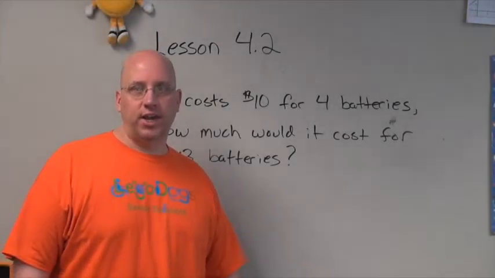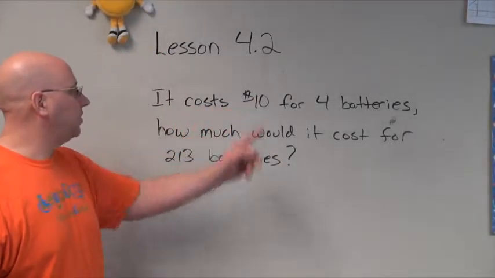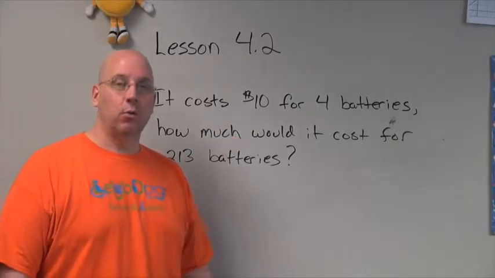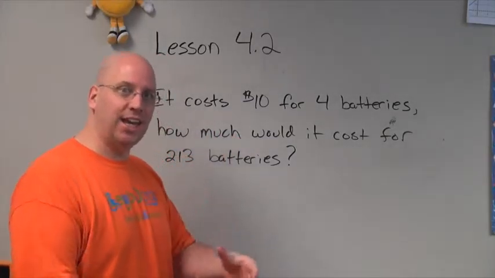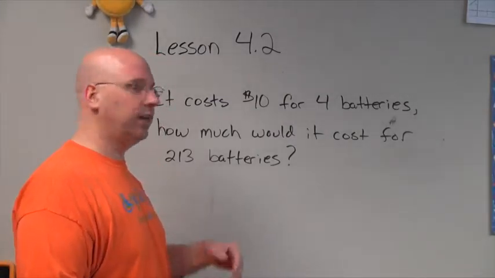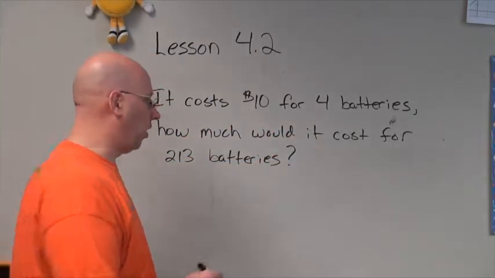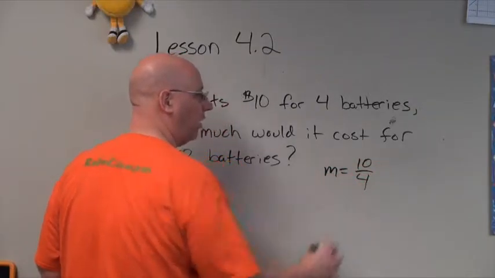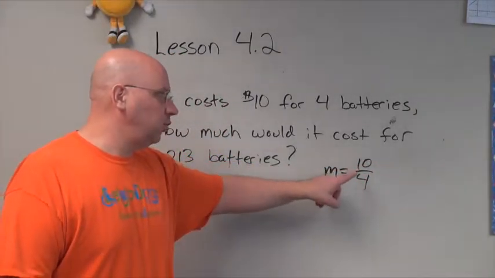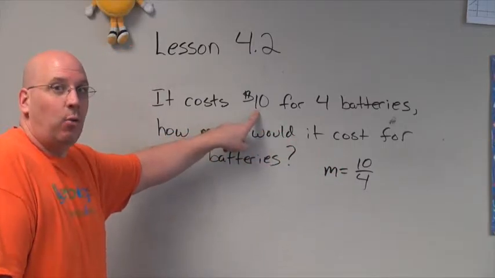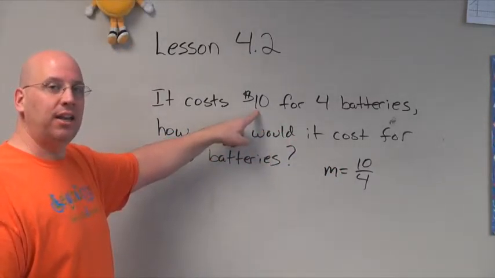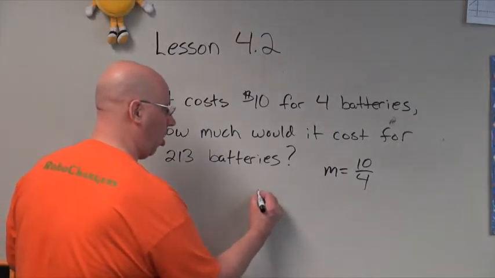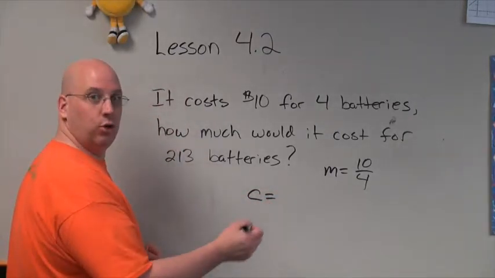Here's a sample where we're actually asking you to solve for something. So we have $10 for 4 batteries. How much would it cost for 213 batteries? Well, you need to know your rate of change. And again, exactly how it's given to you is how you're going to write it. So we're going to put 10 over 4. So my slope is 10 over 4. Now, remember this is change in y over change in x. That means this is my y, or my dependent variable, and this is the cost. So I would say the cost is equal to this.